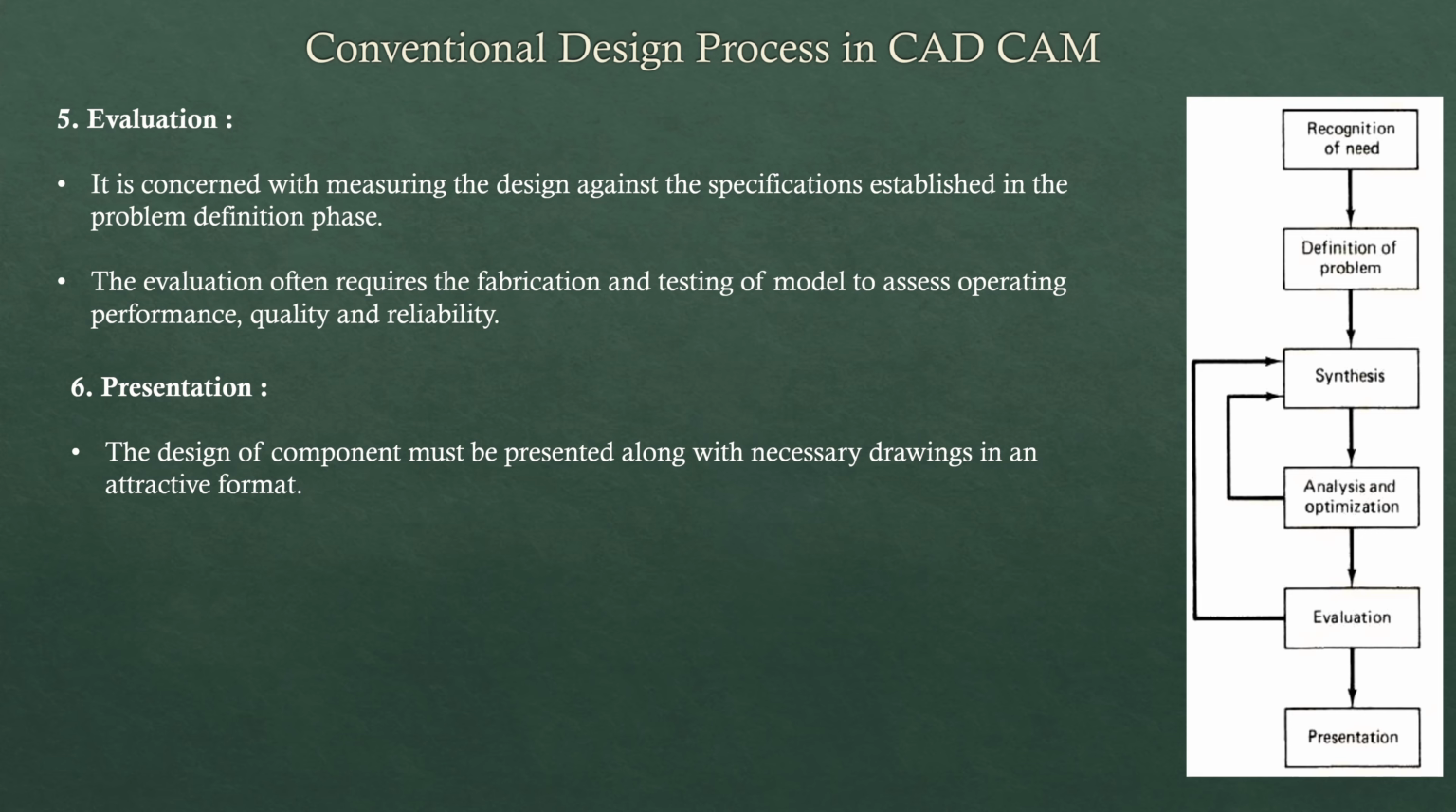The fourth step was the analysis and optimization, in which the design can be analyzed for the type of loading condition as well as the geometric shape of the part. In the first stage, you need to check the design of the part for the safe stress, and if it is not satisfactory, then the dimension of the part can be recalculated. The fifth stage was the evaluation, which is concerned with measuring the design against the specification established in the problem definition phase, as we already saw.